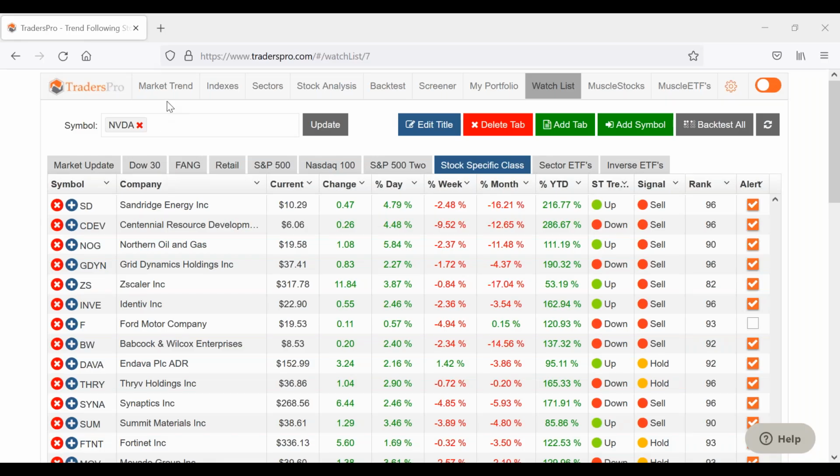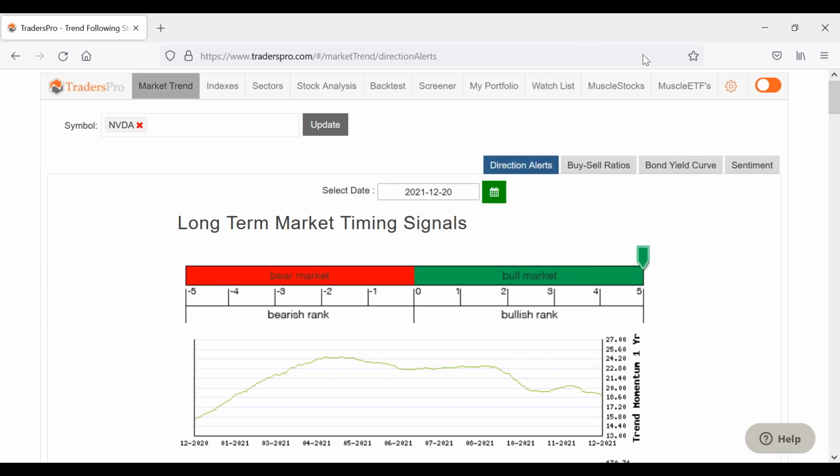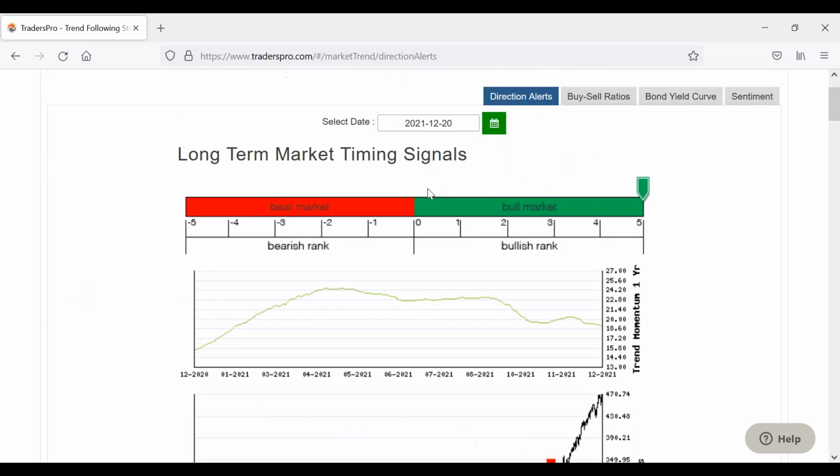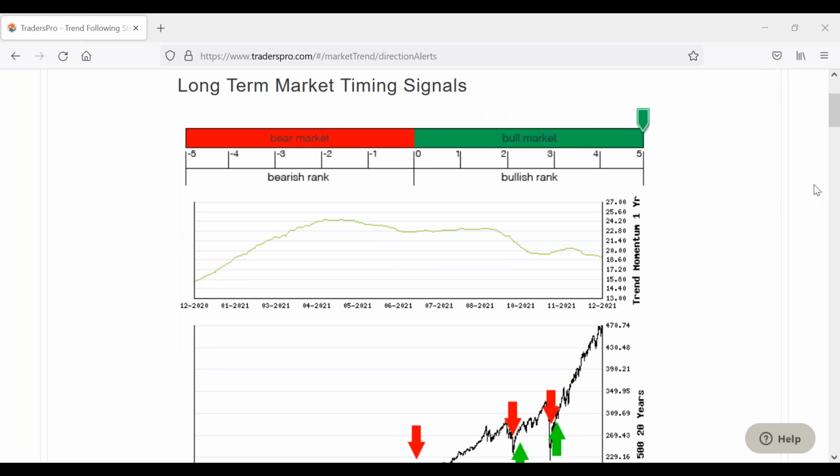So again, the first part here, we're going to be talking about the current trend. Now we start off usually with the direction alerts, and what we're looking for here is whether the market is in an overbought or oversold state, or is it showing something with these indicators that can be warning us of something? Obviously, these first ones aren't going to change much. The long-term signals: we've been in a bull market since the collapse after the COVID in March of 2020.